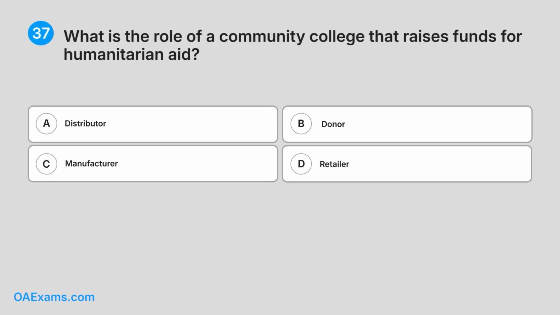37. What is the role of a community college that raises funds for humanitarian aid? A. Distributor. B. Donor. C. Manufacturer. D. Retailer. Do you know the answer?